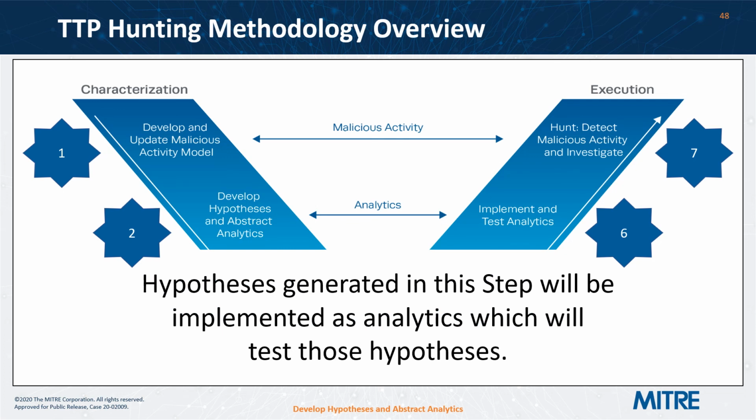For context, here's where we are in the overall 7-step process. We started with a malicious activity model, and now we've developed associated hypotheses and analytics. We'll carry those through the next few steps and refine them so they're ready for implementation, testing, and tuning in step 6. And that will provide a solid foundation for the hunt.